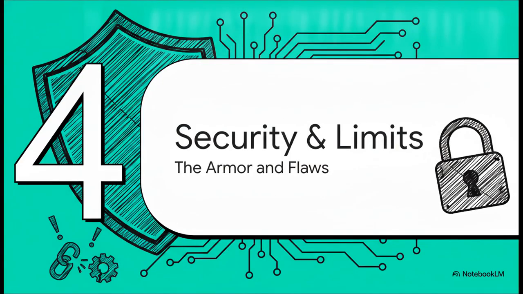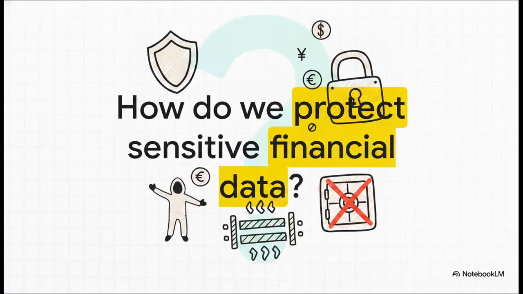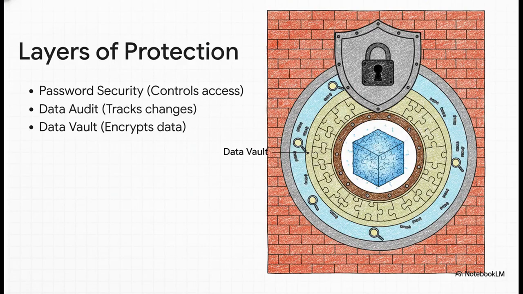Which brings us to Section 4, System Security and Limitations, the armor and the flaws. We've built this incredibly fast, highly organized digital brain, but how do we actually protect it? It's a really critical question to ask. How does a business actually protect its most sensitive financial data from falling into the wrong hands or being altered by a bad actor inside the company? The answer lies in multiple layers of digital protection.